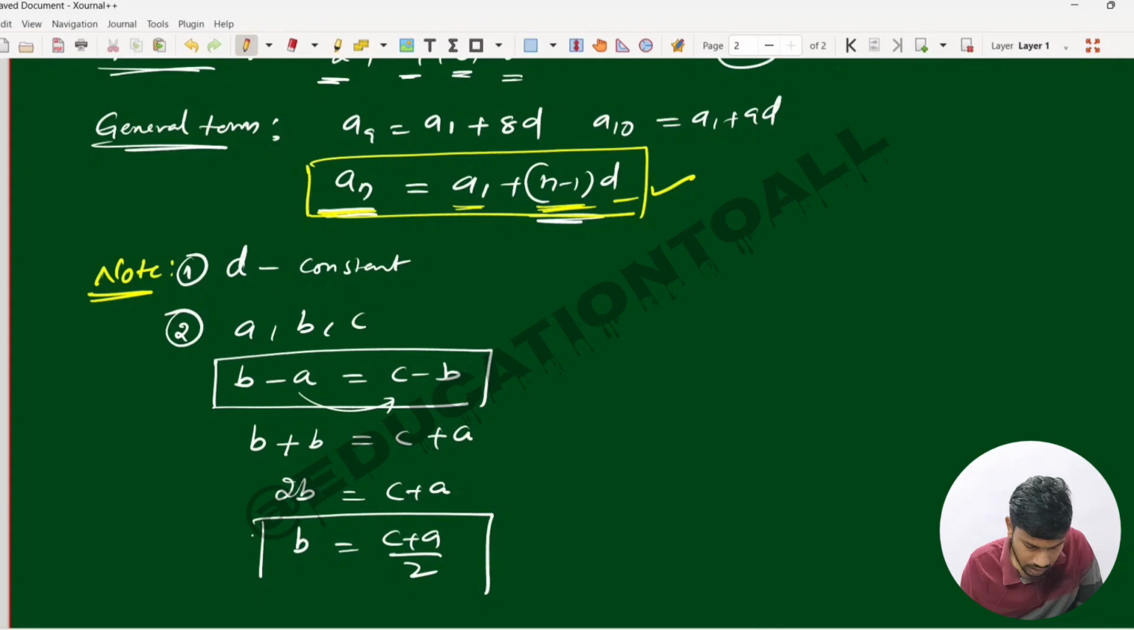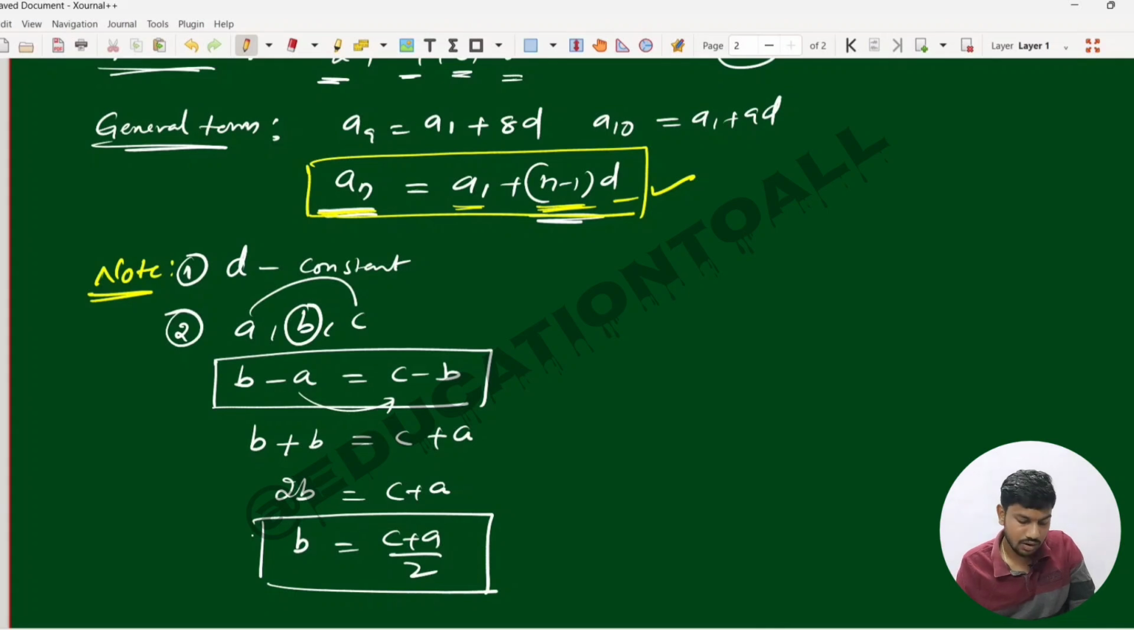So therefore, the middle term is equal to the average of the endings, which is called the median. The middle term is equal to the average of the extremities. This must be satisfied if the numbers are in arithmetic progression.